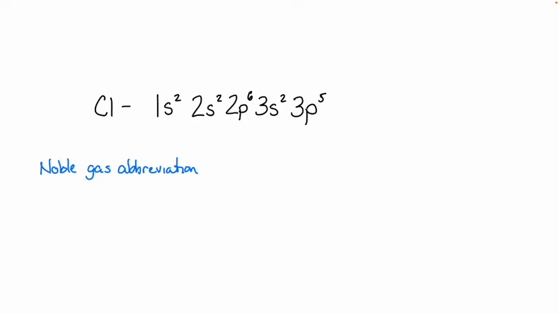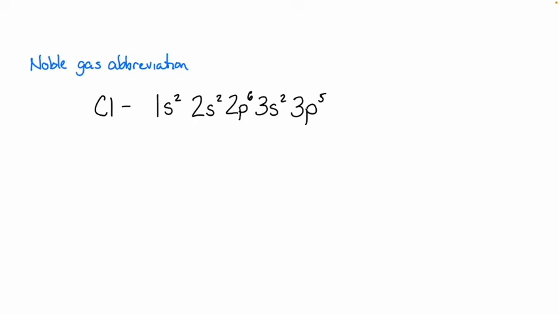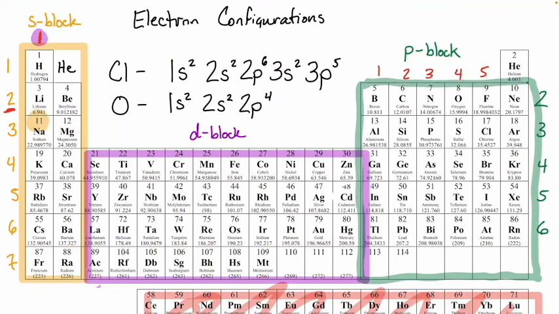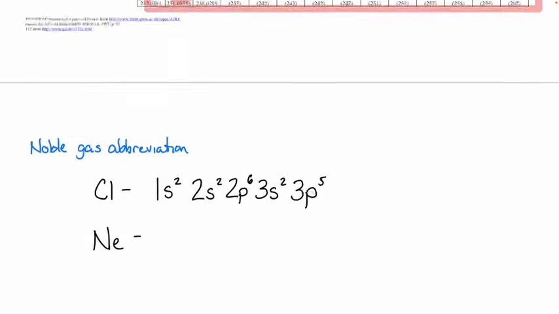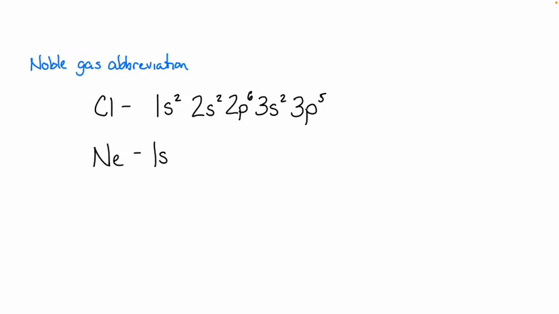If I looked at neon's electron configuration, based on where it lives on the periodic table, the last element in that 2p row, its electron configuration would be 1s2, 2s2, 2p6. Notice how this exactly matches the first portion of chlorine's electron configuration.